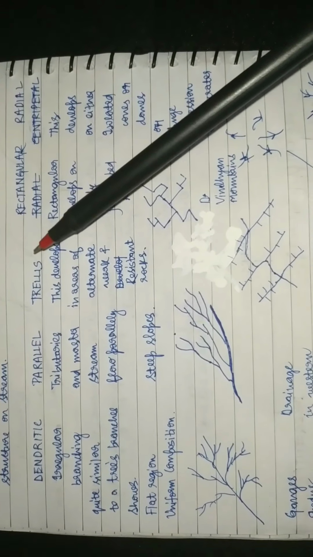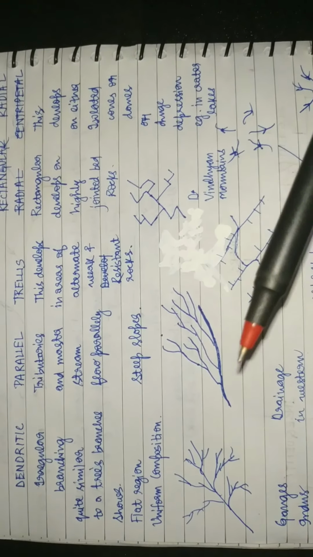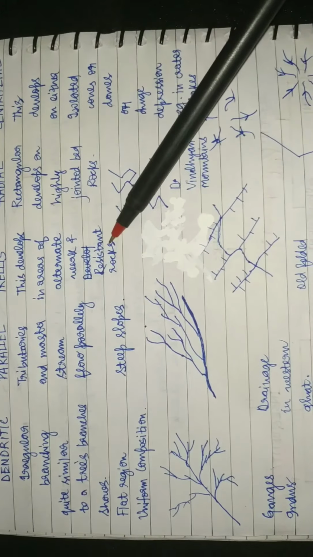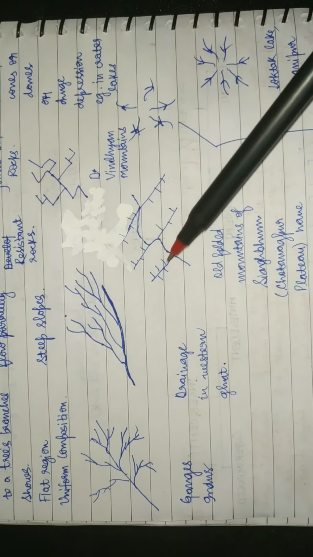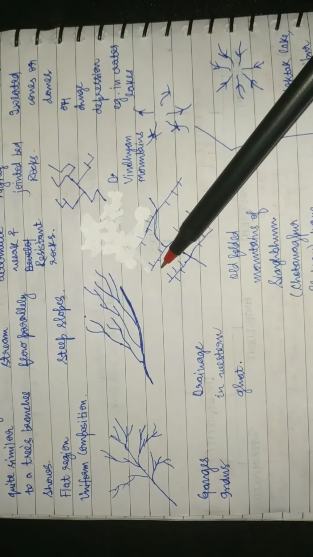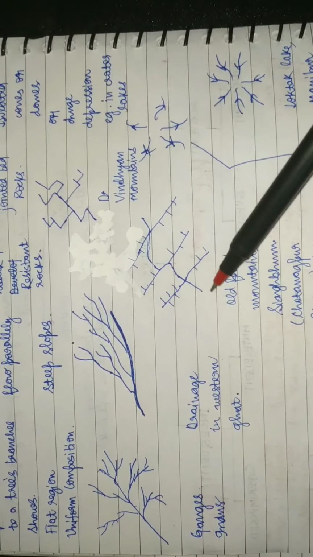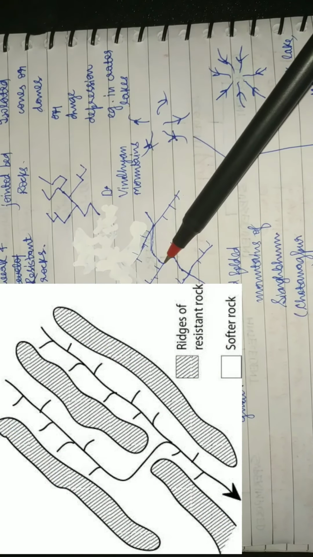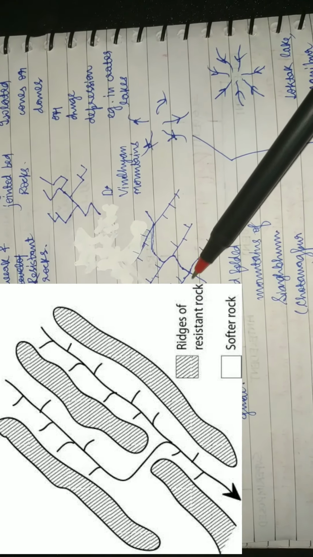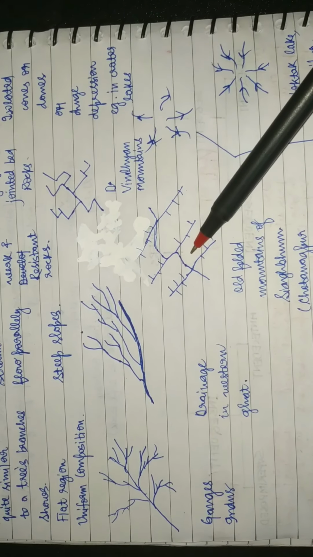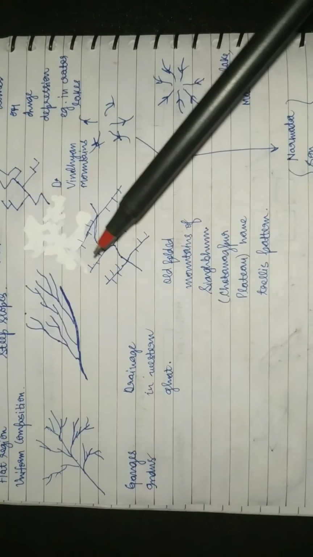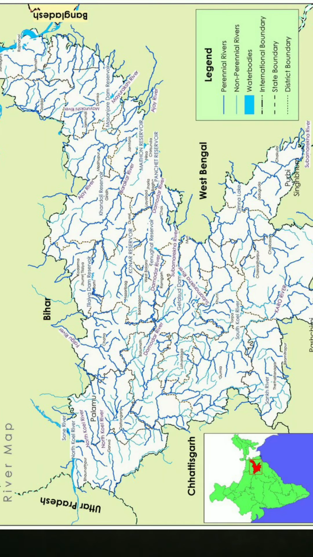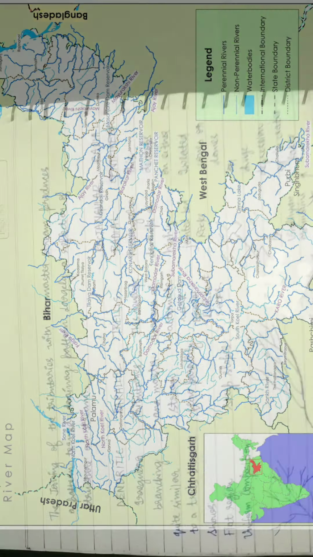The next is the trellis. The trellis pattern develops in areas of alternate weak and resistant rock. So here you can see these are the weak zones, and these are the very hard rocks because of which the river has not inundated it. A more or less net pattern you can see. So this is the main river, and these are some of the distributaries, or they may be tributaries also. These are the hard rocks, and these small regions are the soft rocks. One beautiful example is found in the old mountains of Singhbhum, that is the Chotanagpur Plateau, where the trellis pattern is found, right?